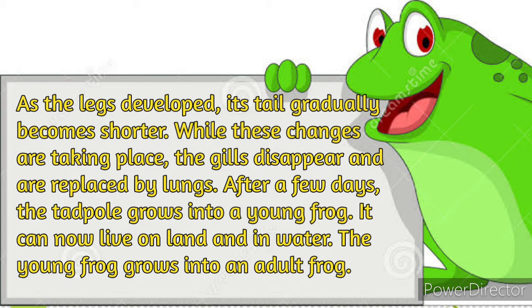While these changes are taking place, the gills disappear and are replaced by lungs. After a few days, the tadpole grows into a young frog. It can now live on the land and in the water. The young frog grows into an adult frog. So, class, do you understand the story?